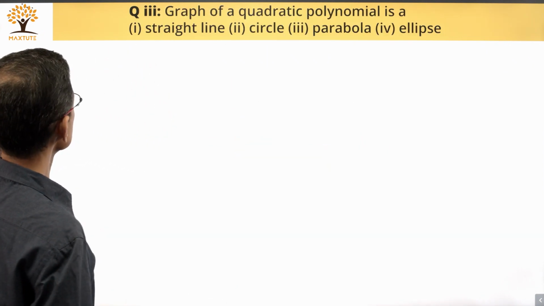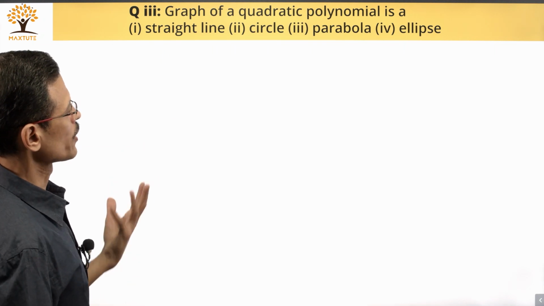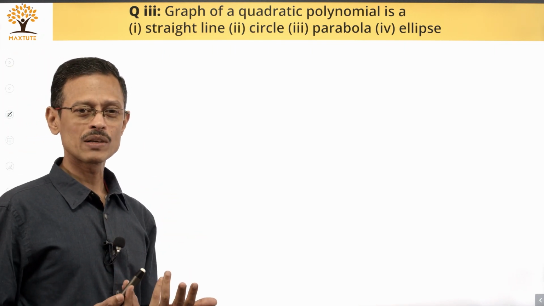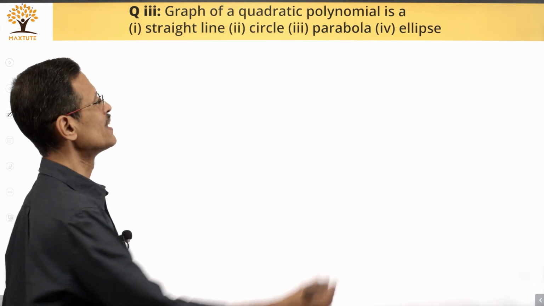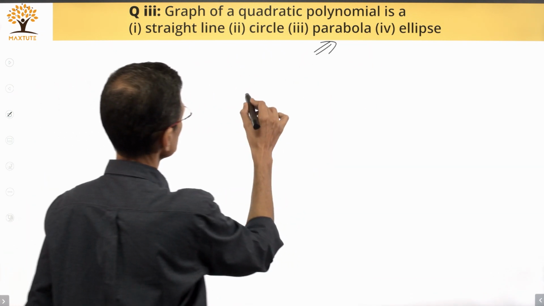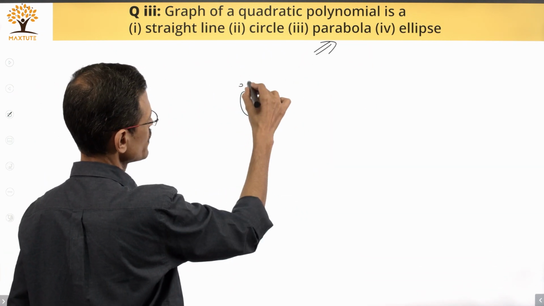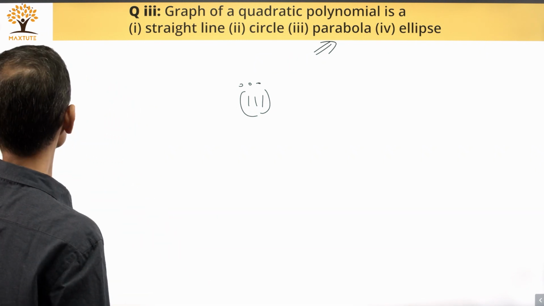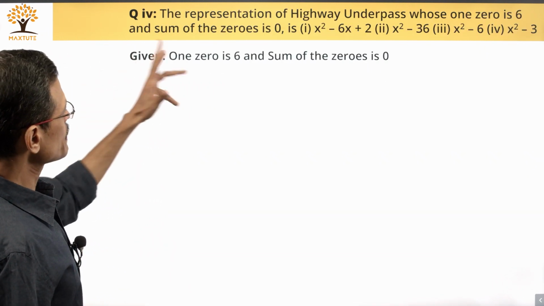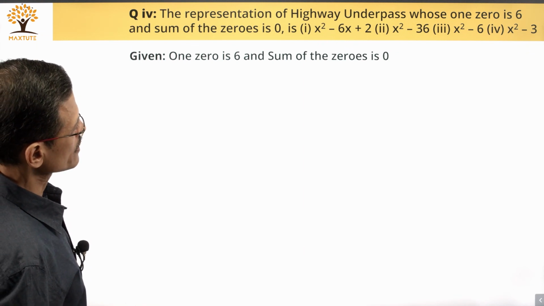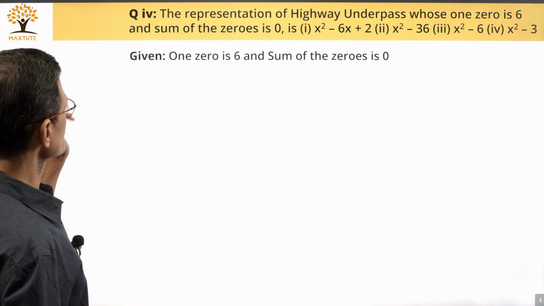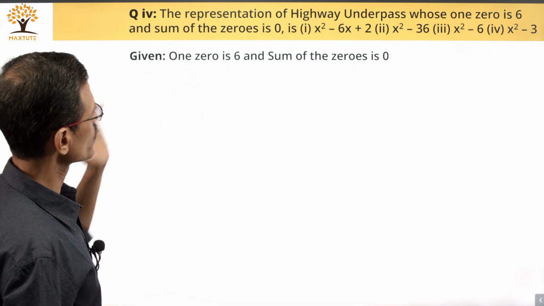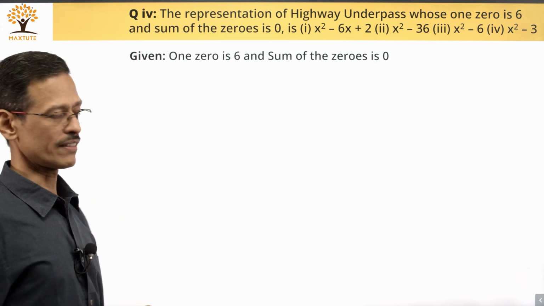Move on to part 3. Graph of a quadratic polynomial. What shape do you get for a quadratic polynomial? That was given as part of the case study itself. What we are going to get is a parabola. Choice 3 is the correct answer to this question. Again, it shouldn't have taken us more than 5 seconds to get to the answer. Let's move on to part 4. The question is: the representation of the highway underpass whose one zero is 6 and the sum of the zeros is 0 is what?